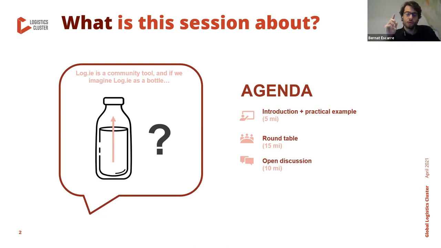So I'm going to start first with a practical example. Just really rough, really fast, to explain a bit how the information flows, how this water flows around LogIE. And then we are going to have a round table, because we can show it again, but what better to show you than the people that are helping us spread the word of LogIE and make it a community tool in every country we are rolling out. And then we'll have the open discussion. So let me start with the next slide.